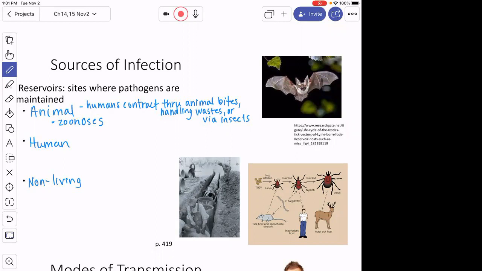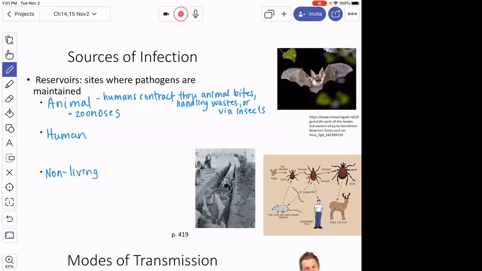Okay, so where we left off last time, we had finished with the portals of exit. And then we were thinking about what happens with those pathogens when they exit a host. Sometimes they go straight to another host. We'll talk about how they're transmitted in a minute. But sometimes they're going to be maintained in the environment somewhere, in places that we call reservoirs. A reservoir can be an animal, it could be another human, and it could be a non-living reservoir. So when we left off last time, we were talking about animal reservoirs.